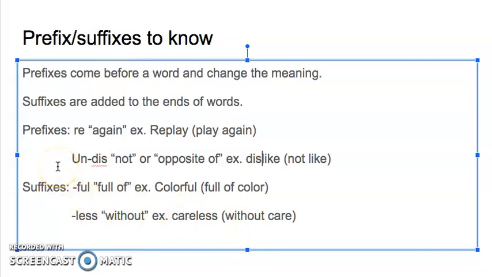Suffixes that you need to remember are full, which if you notice is just F-U-L. That means to be full of. For example, if something's colorful, it is full of color. And less, which means without. Like if you're careless, it means that you're doing things without care.